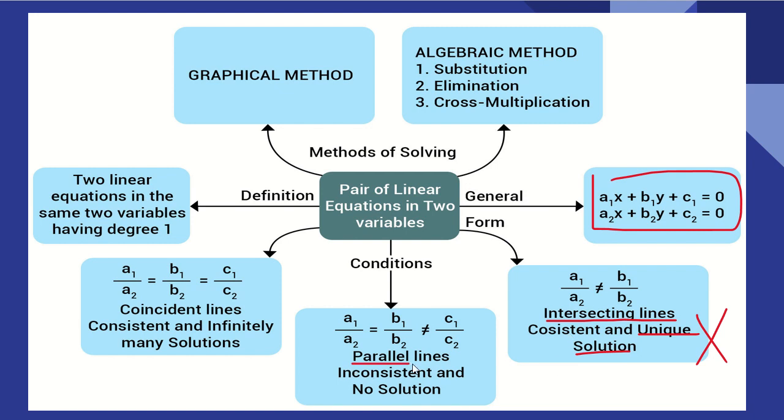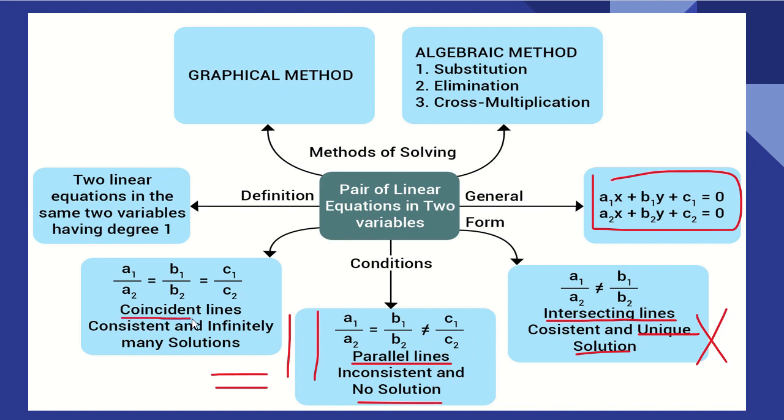Then we will go for the parallel lines. If it is a parallel line, as you know, the graph will be like this or like this. You will get it as parallel lines, so inconsistent, and we don't have a solution. So what is the condition for the parallel line? How will you check it? Simply check that a1 by a2 is equal to b1 by b2 but not equal to c1 by c2.